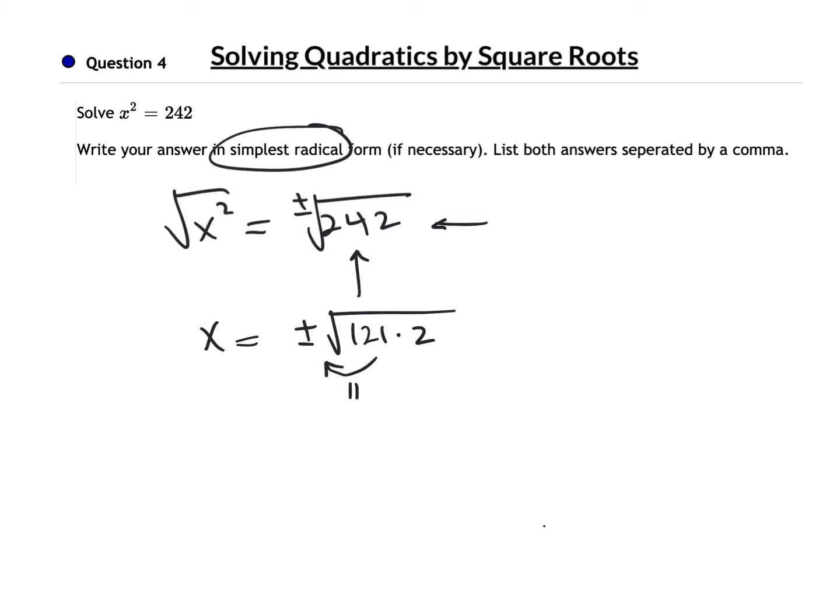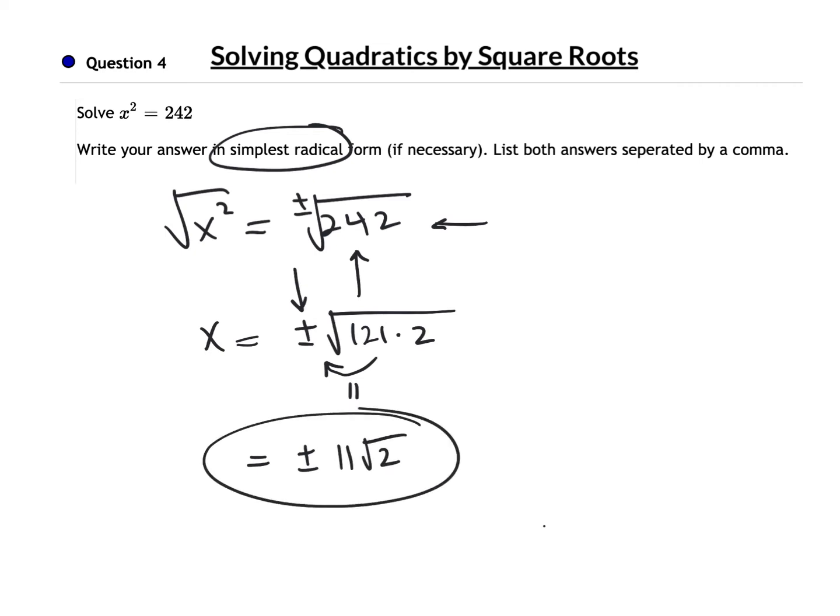I'm going to put that in front. Be aware that this plus or minus is the sign of the number. It goes in front of your number, just like a negative would. Square root of 121 is 11. Left underneath the root is a 2. Plus or minus 11 root 2. In WAMAP, you're going to need to list this as two separate answers. One of them is positive 11 root 2, and the other is negative 11 root 2.